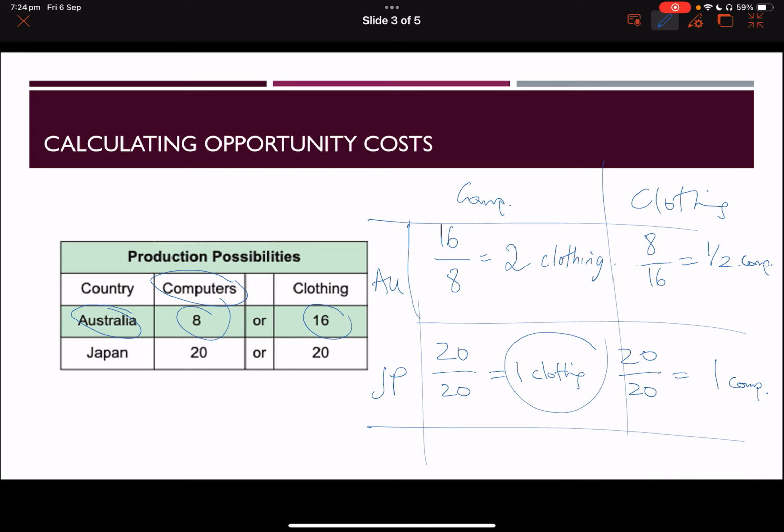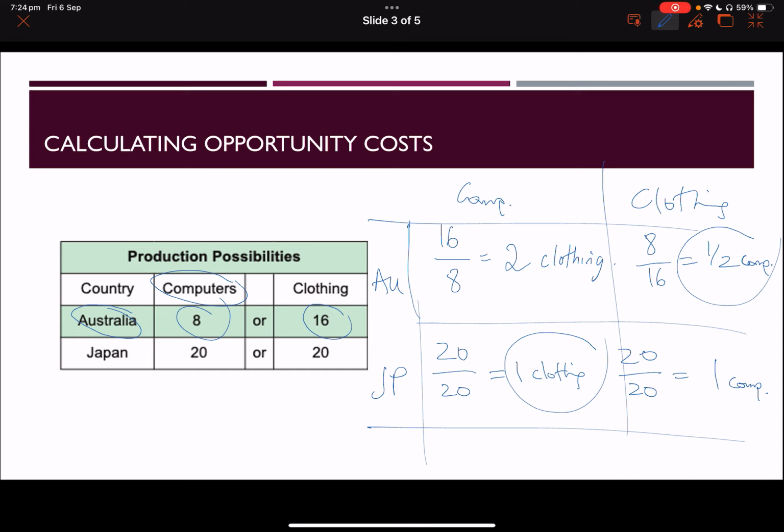On the other hand, for clothing, Australia has an opportunity cost of half, and that's lower than Japan's 1. And as a result, Australia will specialize in producing pieces of clothing. Now that we've got that out of the way, we need to then determine what the terms of trade's boundaries will be.